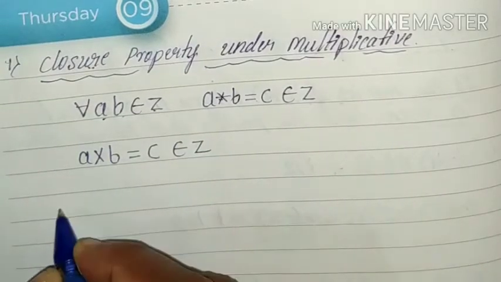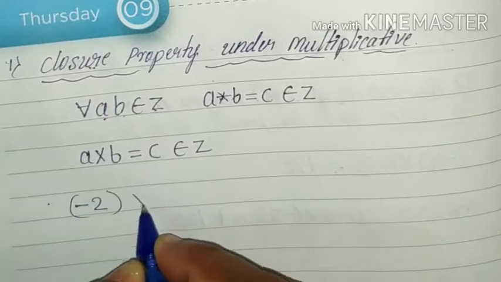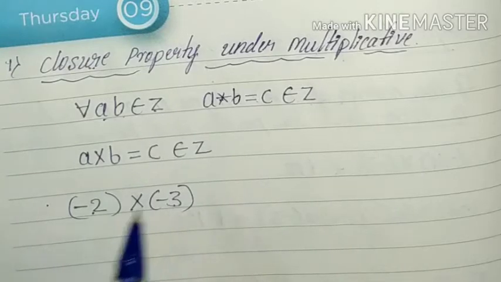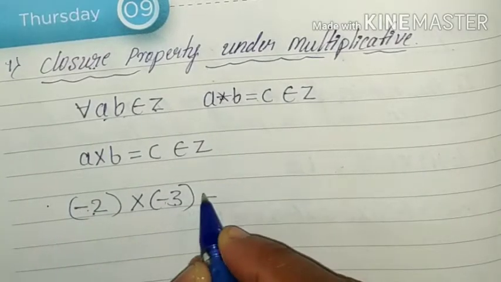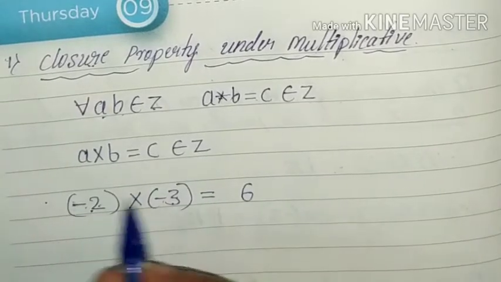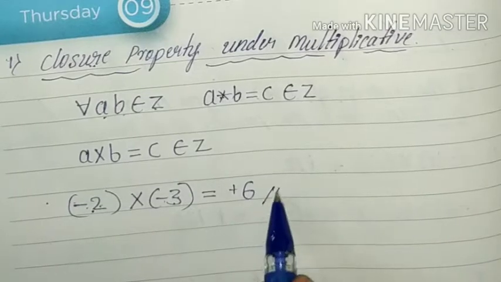See here, I will take one example. Minus 2 into minus 3. This minus 2 and minus 3 both are integers, right? What is that multiplication? 2 3s are 6, minus minus is plus. So plus 6, and plus 6 is also an integer itself.